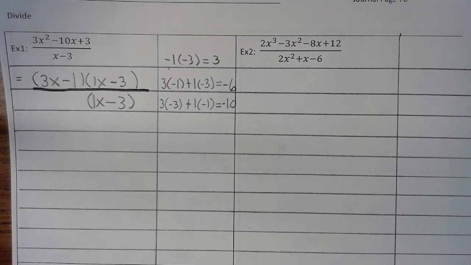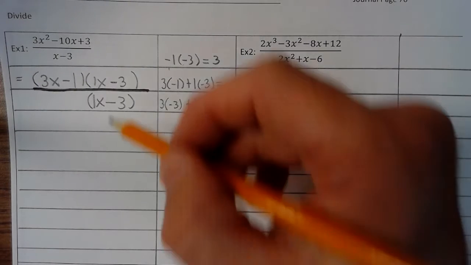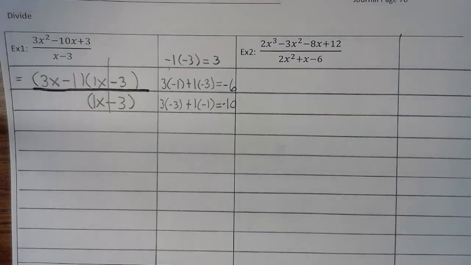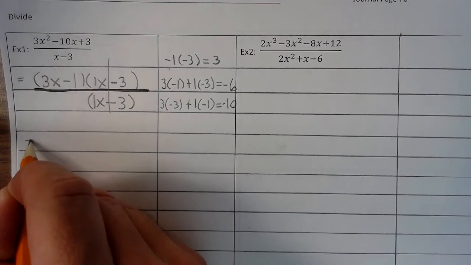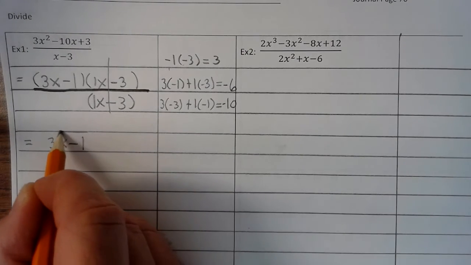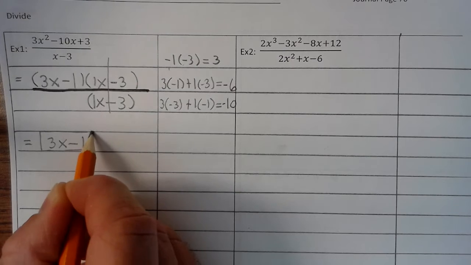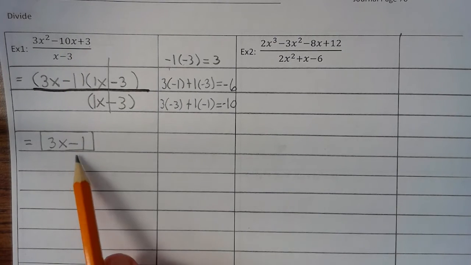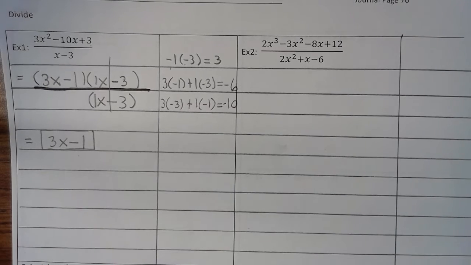Now, the reason we did this is because now we can see that x minus 3 divided by x minus 3 is 1, because anything divided by itself is 1. And we're left with 3x minus 1. So when you divide 3x squared minus 10x plus 3 by x minus 3, you're left with 3x minus 1. Okay? All right, example 2.